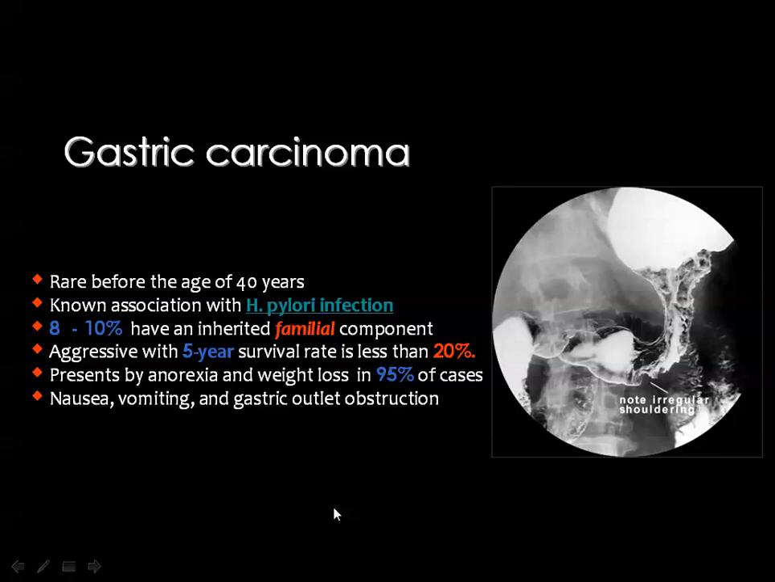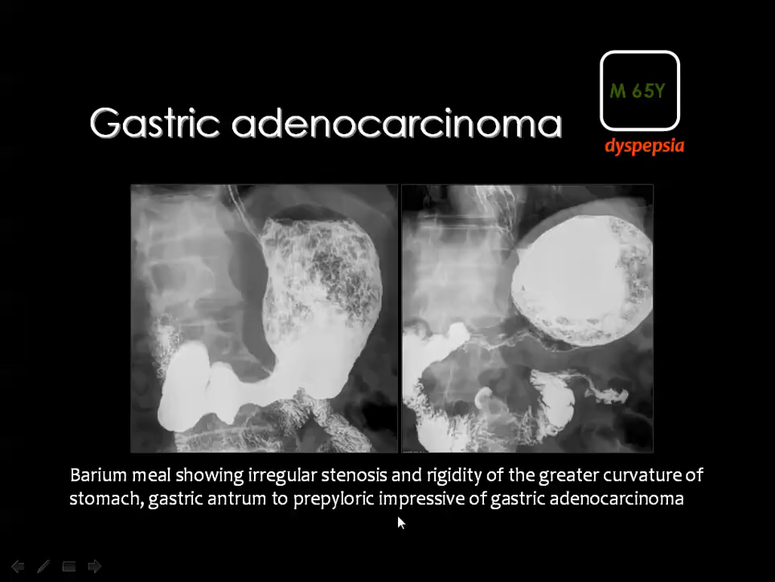reduction of the gastric lumen, irregularity of the gastric wall. As you can see in this case, there is reduction of the gastric lumen and marked irregularity along the greater curvature of the stomach.